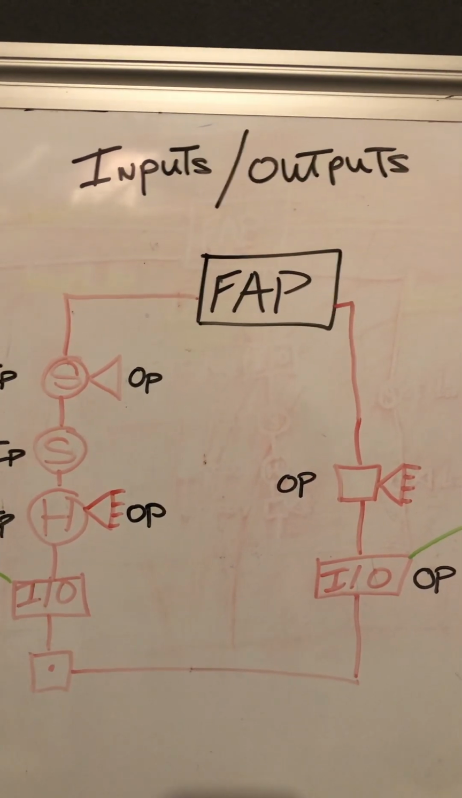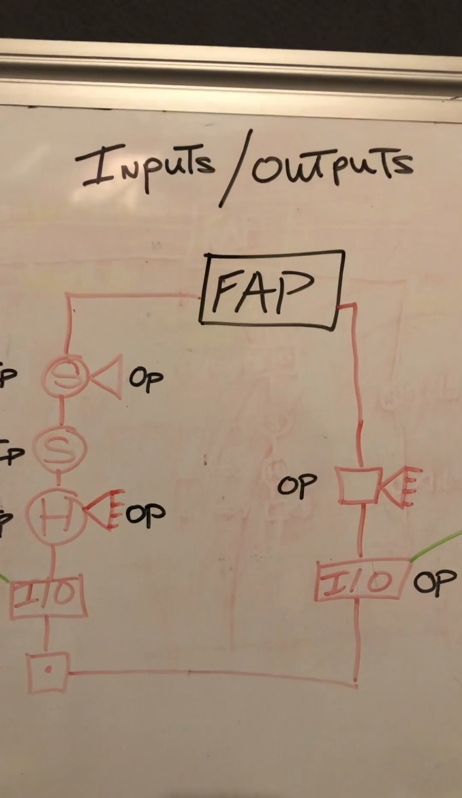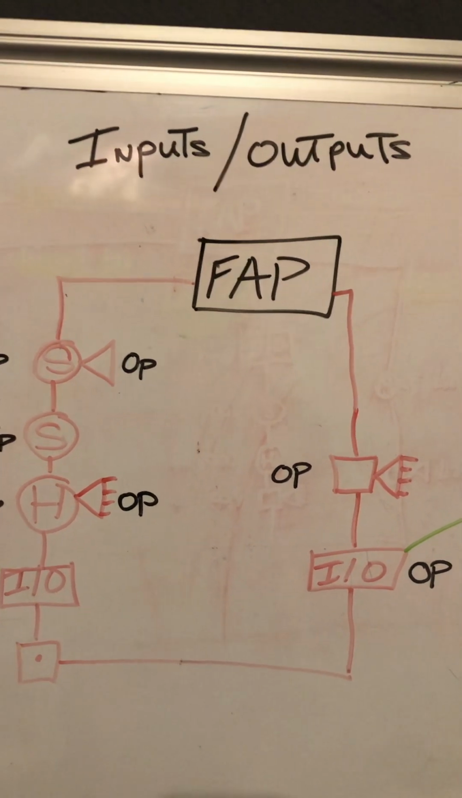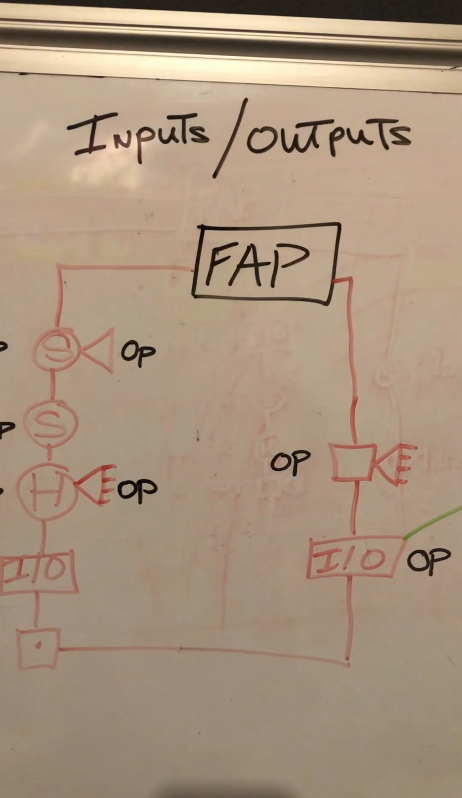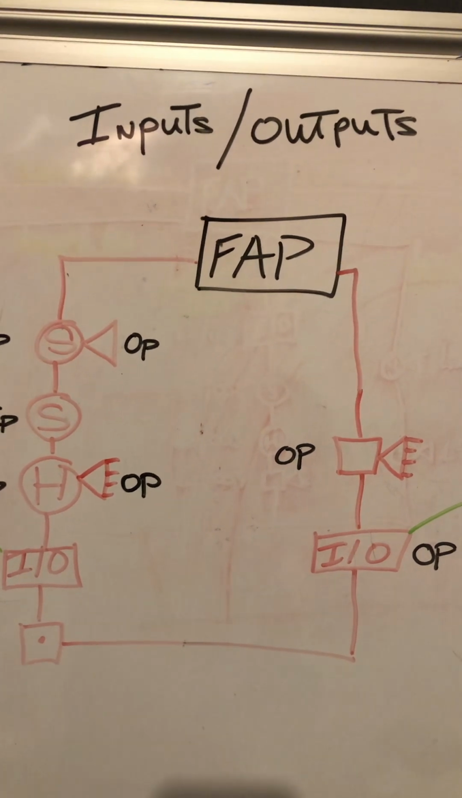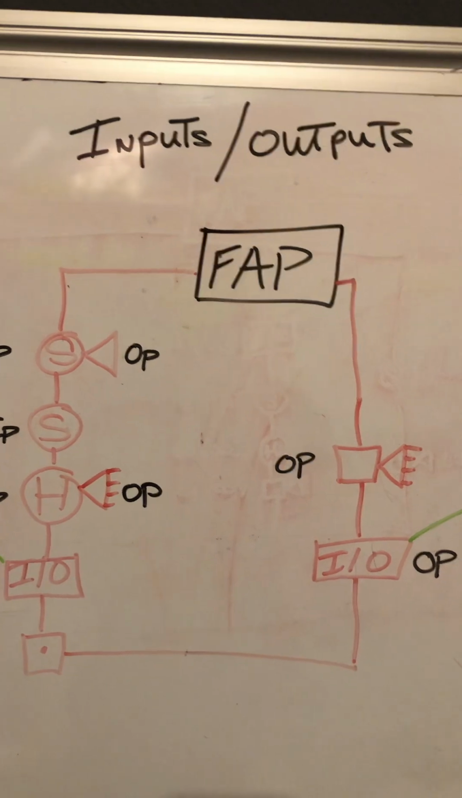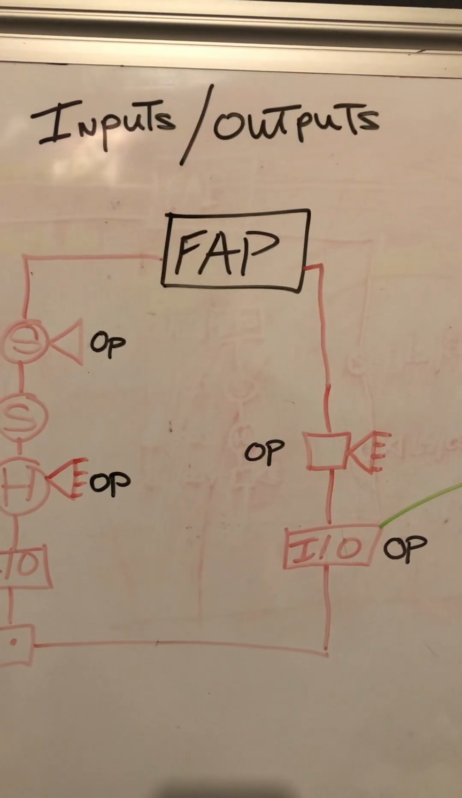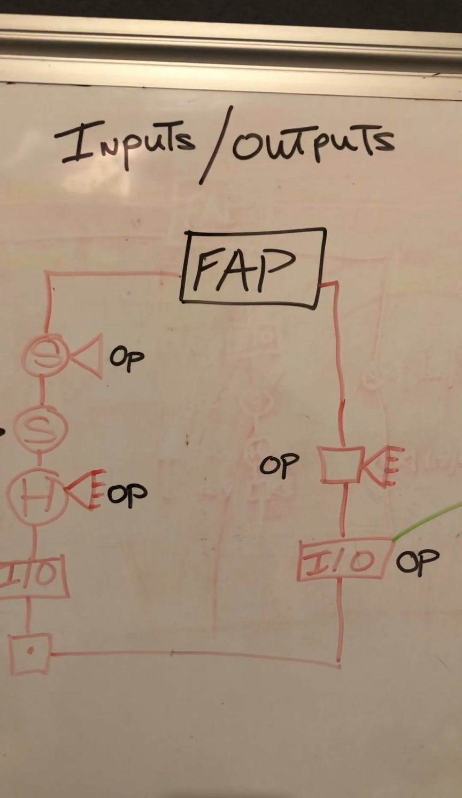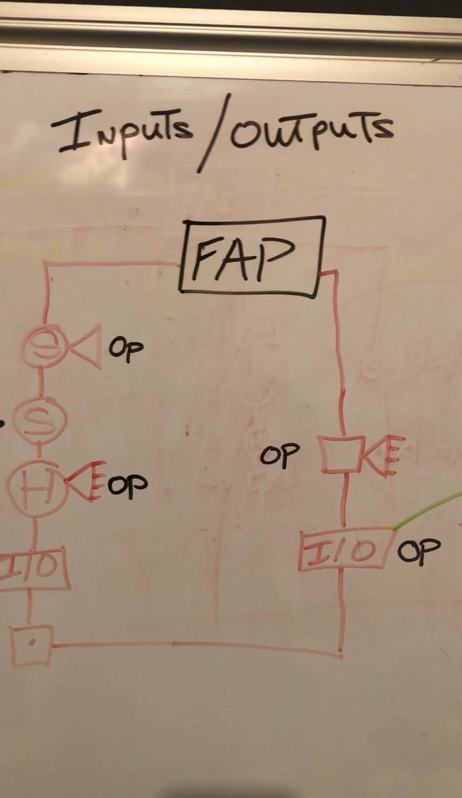So inputs, the way I like to explain it, is information being sent into the fire alarm panel. Like a smoke detector sends information to the fire alarm panel. A break glass sends information to the fire alarm panel. So that's the way I like to think of it: there are inputs.